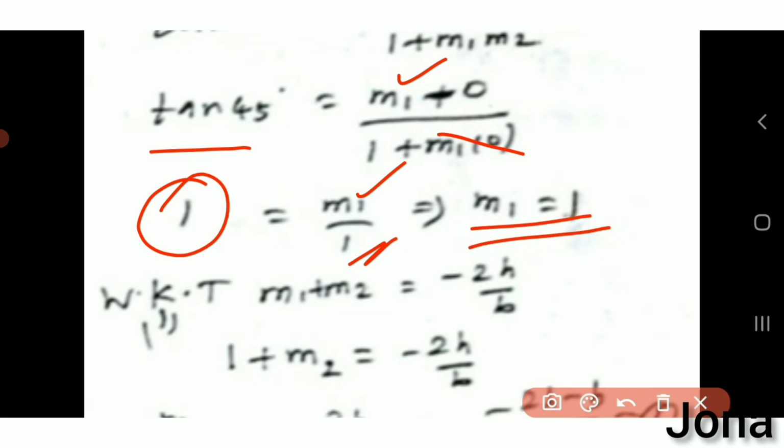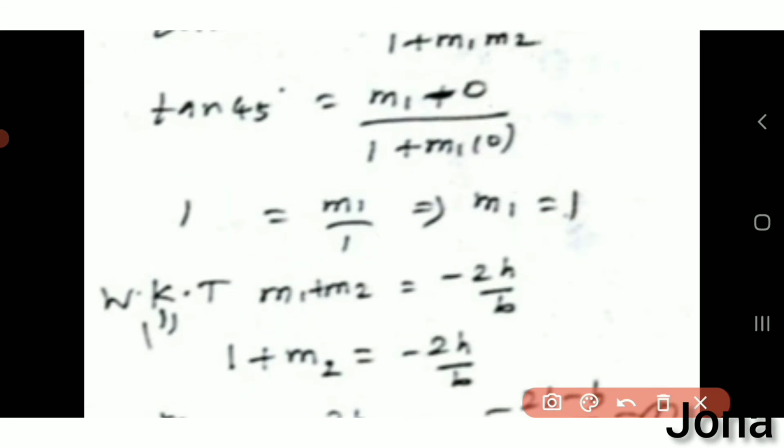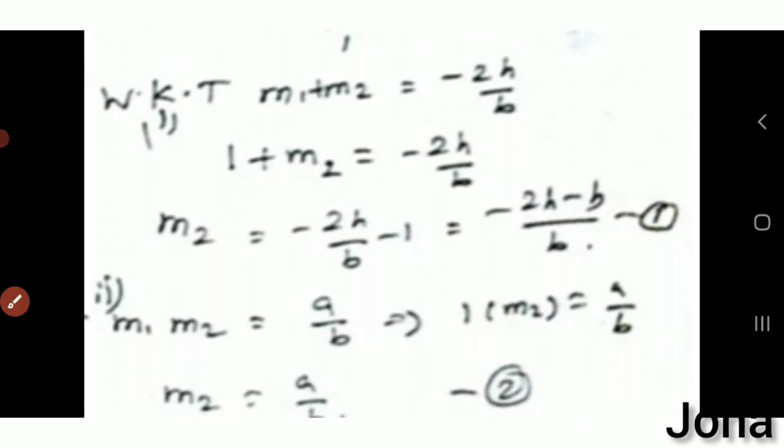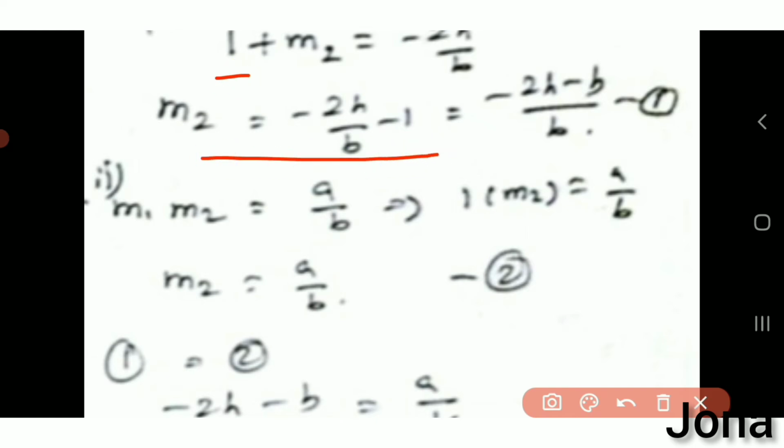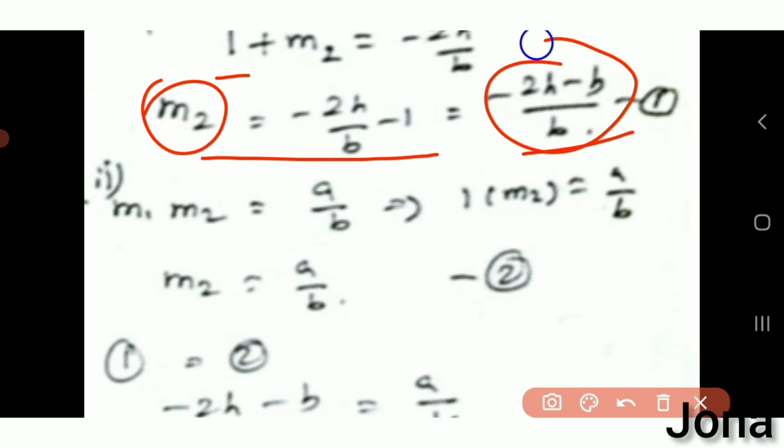And then we want to find the sum of the slopes. m1 plus m2 equal to minus 2h by b. Here m1 value is 1. So 1 plus m2 equal to minus 2h by b. From this we can obtain the value of m2. Take this 1 to the other side, so m2 equal to minus 2h by b minus 1. By taking LCM we got minus 2h minus b divided by b. This is the value of m2.